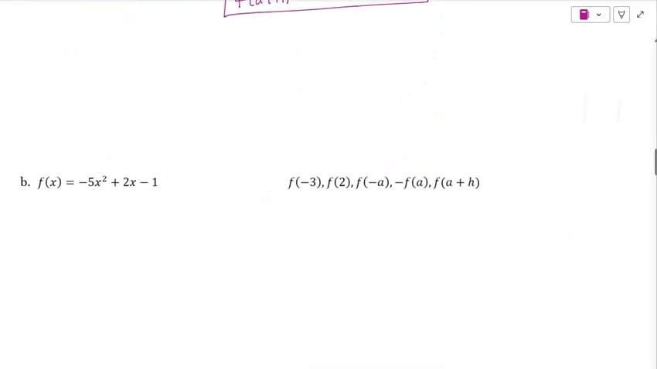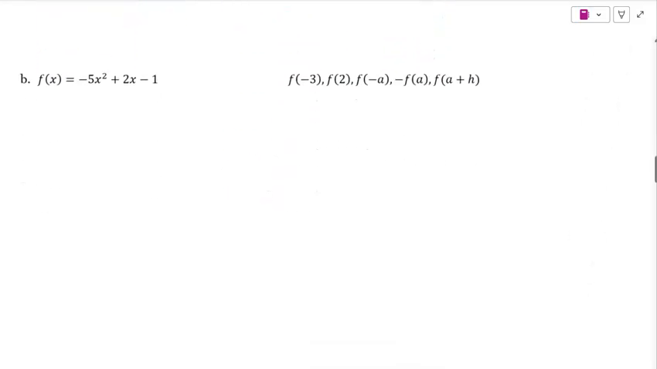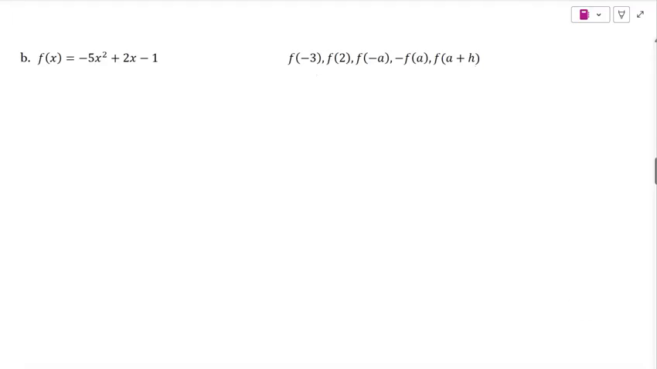Let's look at another example. This example has 3 terms. The last one had only 2. But everywhere that we see x as a variable, we're going to plug in the various inputs that are given to us.